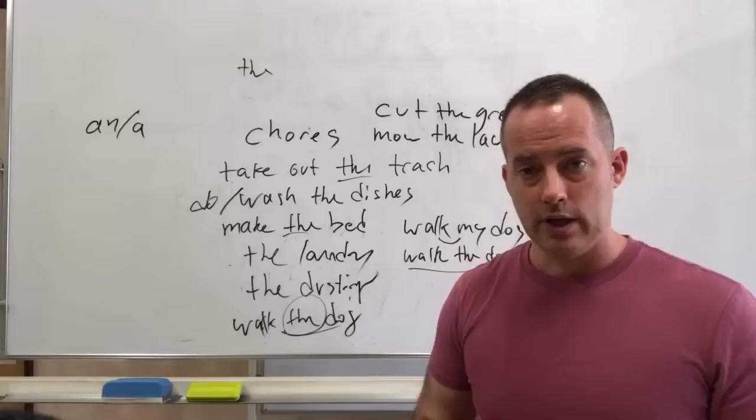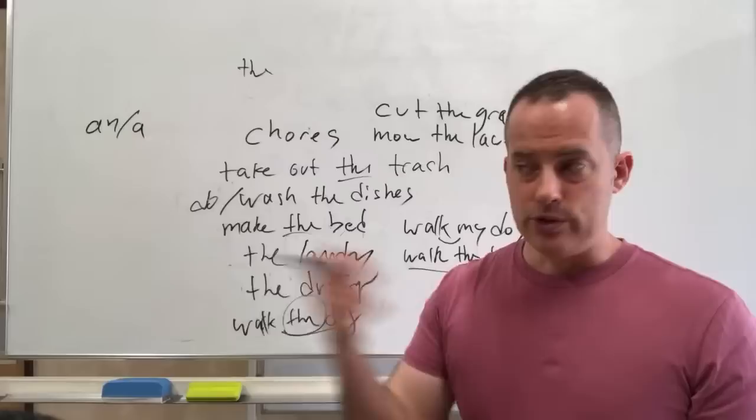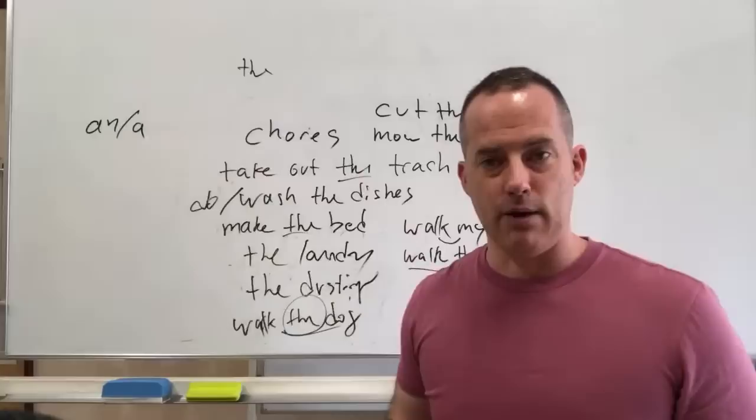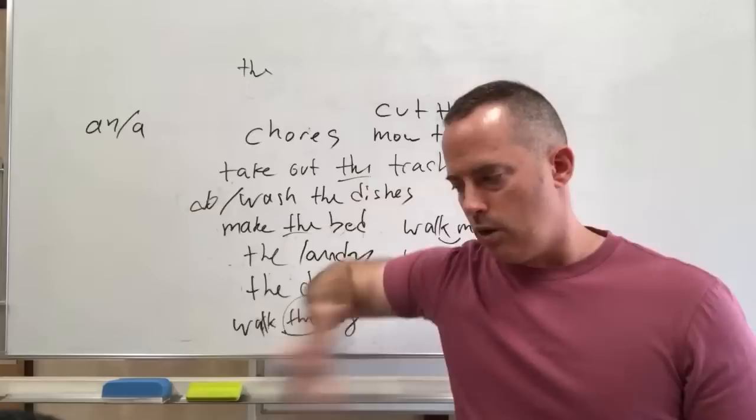To mow the lawn. So I could mow the lawn with a lawnmower. Clean the house, okay? So again, I'm talking about my house. People will generally understand I'm cleaning my house, not just houses in my area, all right? So broom is a noun, like the physical thing. This is a broom and the action is the sweeping. So you don't broom something, you sweep. You sweep with a broom.